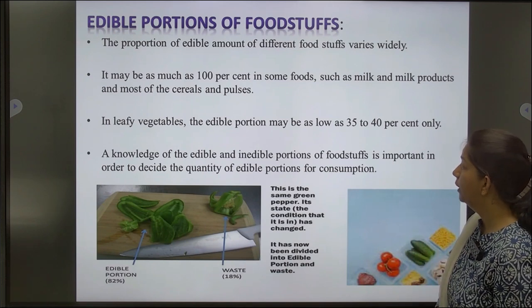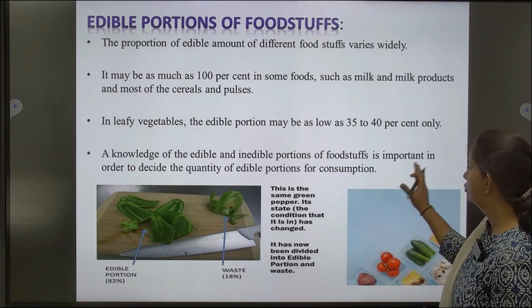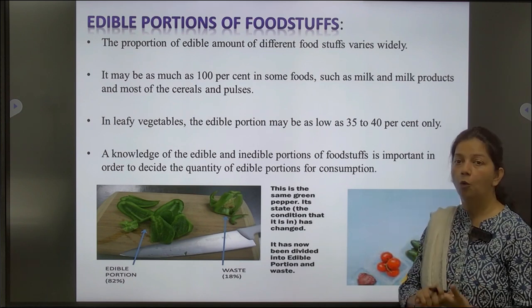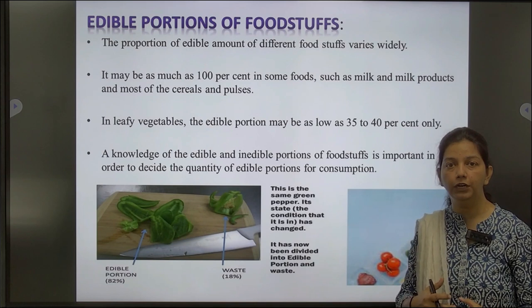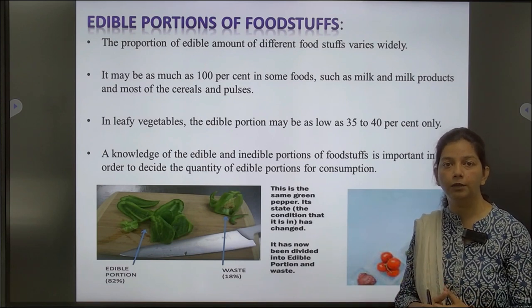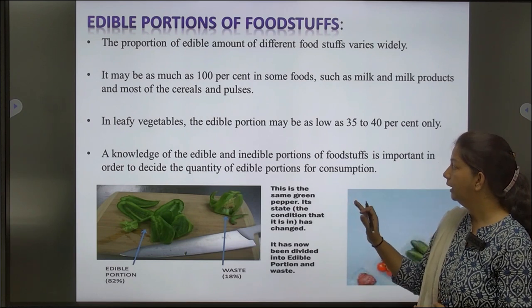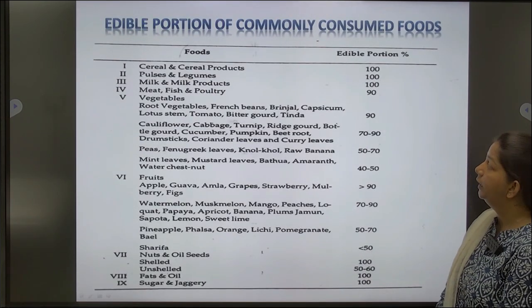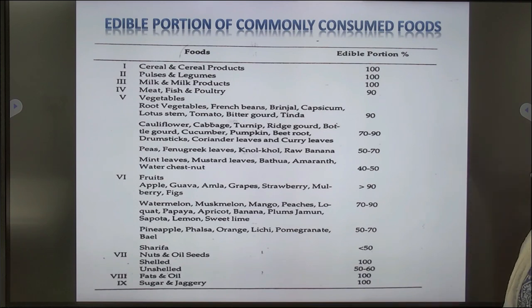Then the knowledge of edible and inedible portions of foodstuff is very important to decide the quantity of portion consumed. What part we have to eat and what part we have to discard. The edible portion of the food item is very important before planning a meal. This is the list of food items according to food groups based on edible portion of commonly consumed food.